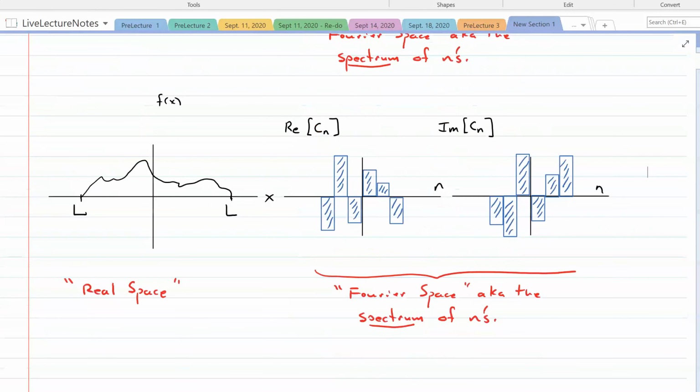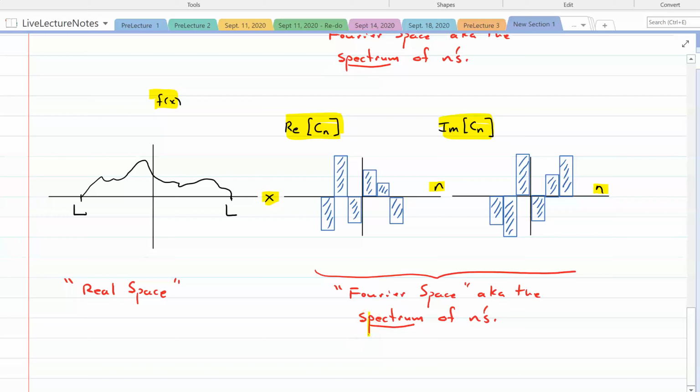Here's a similar kind of graph, but using the c_n's. On the left, I've got my function in real space, that's f as a function of x. But then if I have these numbers, the imaginary part of c_n and the real part of c_n as a function of n with these bar graphs, so I just know all of those numbers, or in other words, each of those complex numbers c_n, I also know the function. The thing on the left is called the function in real space. The thing on the right is called the spectrum, or the Fourier space representation of the function.